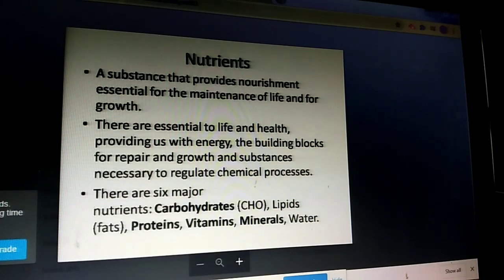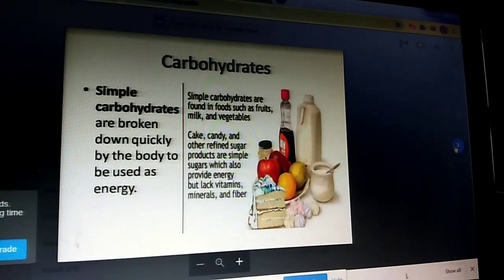There are actually five major nutrients. Those are carbohydrates, fats, proteins, vitamins, and minerals. Water also comes under minerals. So the five major nutrients are carbohydrates, fats, proteins, vitamins, and minerals. In addition to that, roughage and water are also essential. Essential means important and necessary. Next, coming to this, carbohydrates can be broadly classified into two: simple carbohydrates and complex carbohydrates.